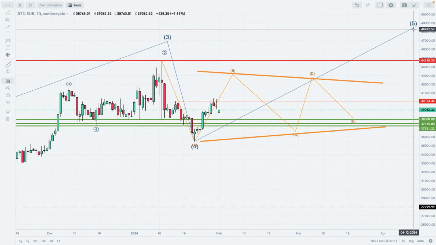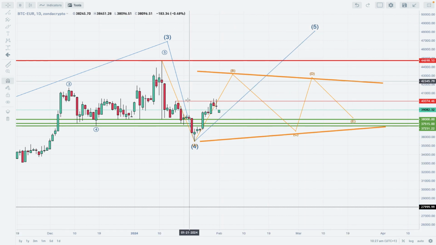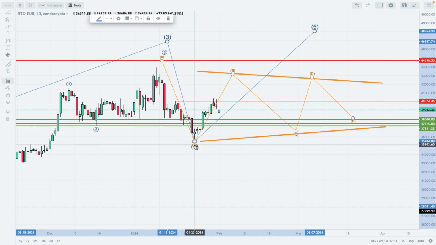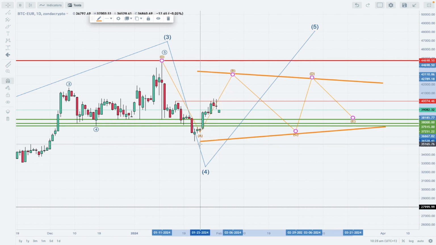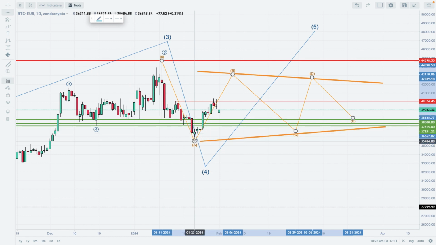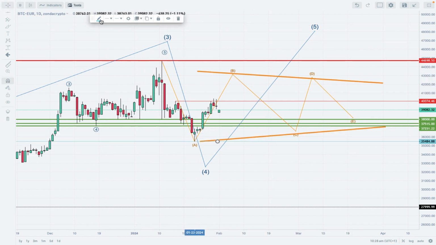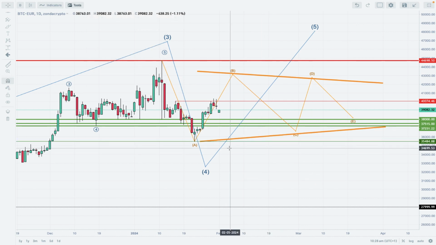Basically, the overall scenario doesn't change at all. We are still waiting for the wave 4 to be completed, because right now our main scenario is still much more complex than it is right now, because we are waiting for a bigger correction. There's still this movement to the upside. Let me just place the lows of the wave A, so we know they are at 34,484.